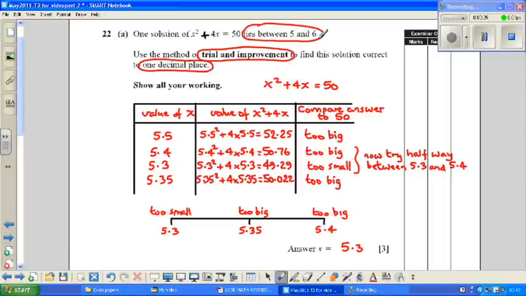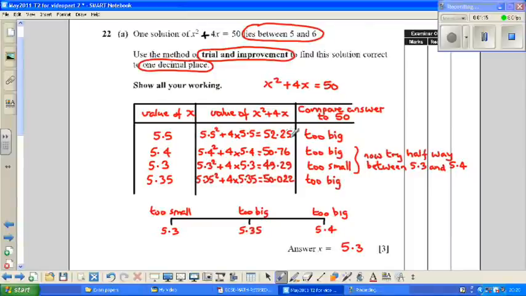So hopefully straight away you can see that we're going to start with a number halfway between 5 and 6. So we're going to try x is equal to 5.5. So we're going to substitute that value for x into this equation and see what answer it gives us. So it tells us x squared plus 4x. So that's going to be 5.5 squared plus 4 times 5.5. When you work that out, you get the answer 52.25. But that answer is supposed to be equal to 50.